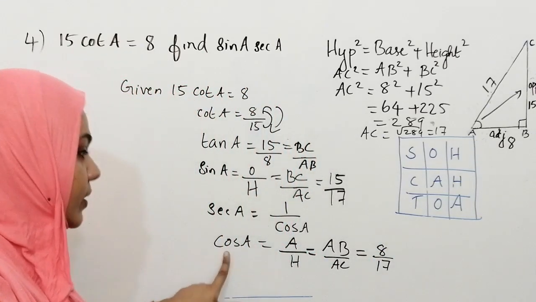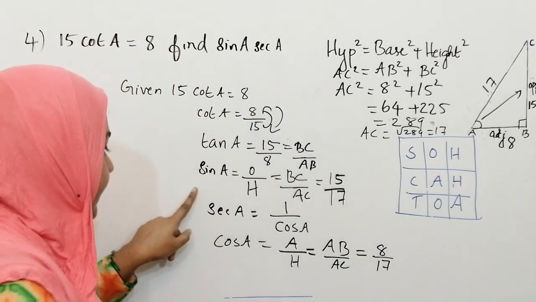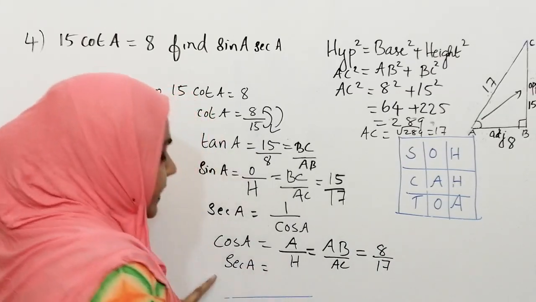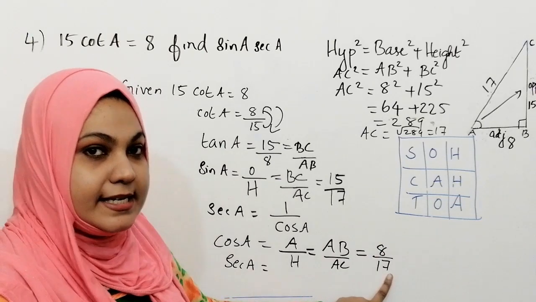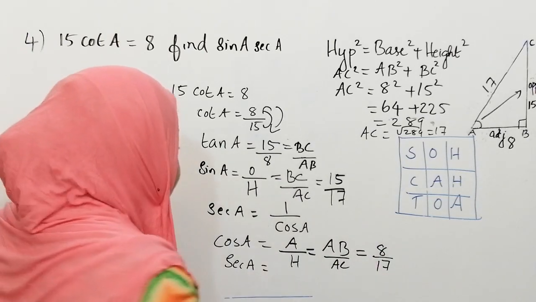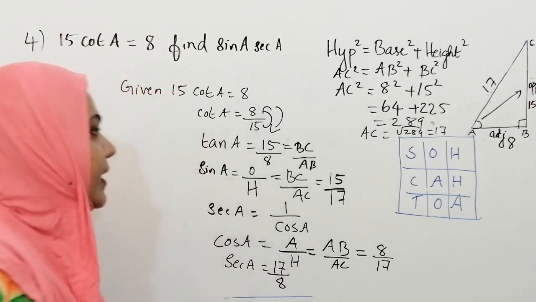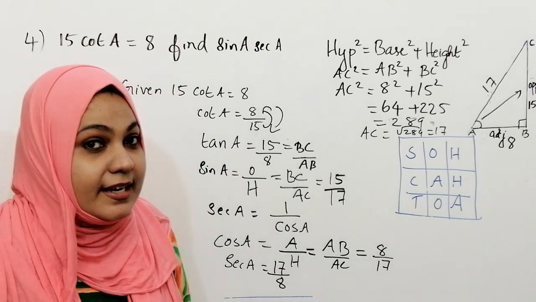I said sec A is the reciprocal of cos A. So how can we solve for sec A? If we take the reciprocal of 8 by 17, you will get sec A. So that means sec A is equal to 17 by 8. I hope you got this question very clearly.